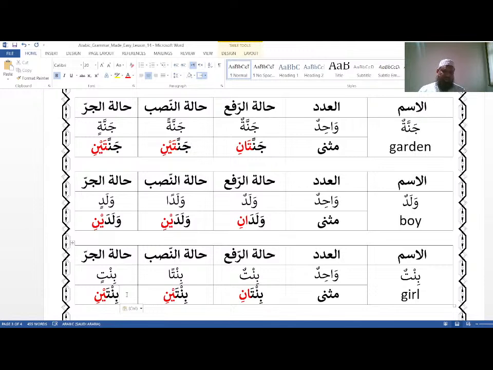So if noon kasra comes with an ism and there's an alif before it, it will be muthanna, halatul rafa. And if the noon kasra comes with an ism and there is a ya before the noon, it will be either halatul nasb or halatul jar. Again, noon kasra is noon muthanna for isms.